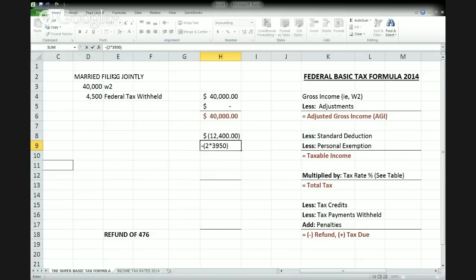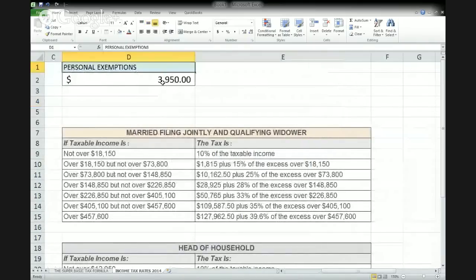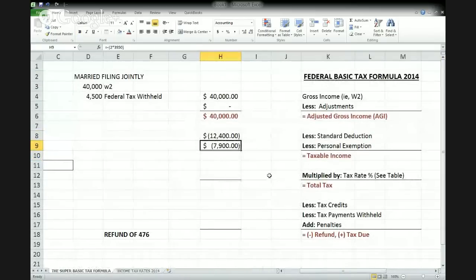exemption that you're getting. Where did I get 3,950? Easy. It's given by the IRS. Personal exemption, $3,950 for the year 2014. So we have here 12,400 as a standard deduction, 7,900 as a personal exemption because there are 2 people in the taxes.